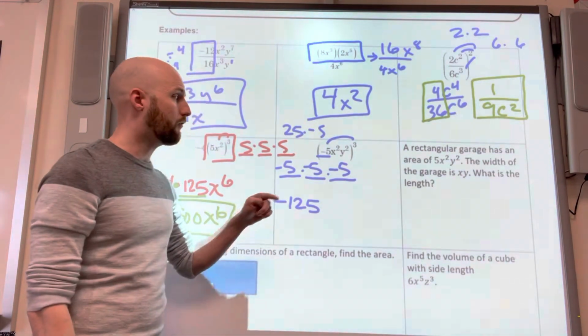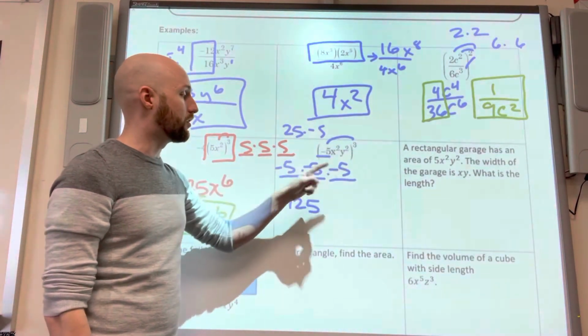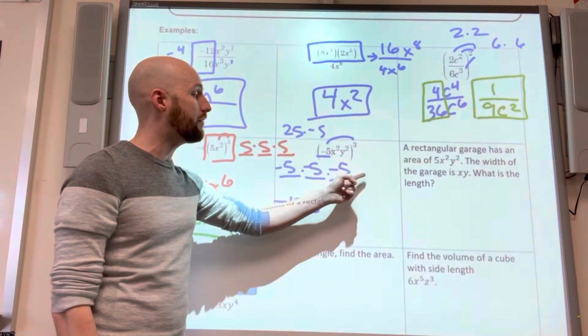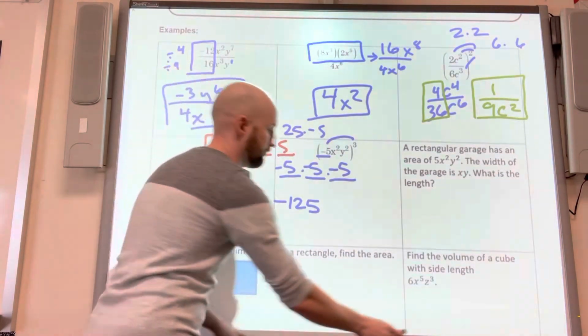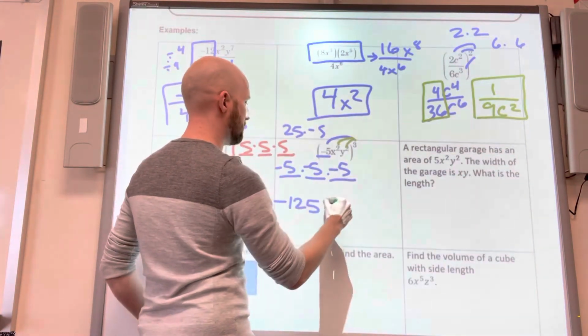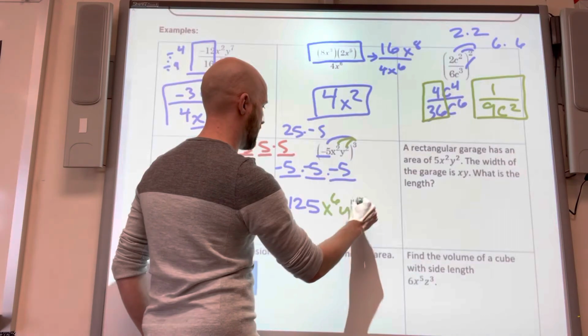Okay, you want to be careful with the negatives and exponents because depending how many you have, it might be a negative answer, it might be a positive answer. But here, multiply is x6, y6.